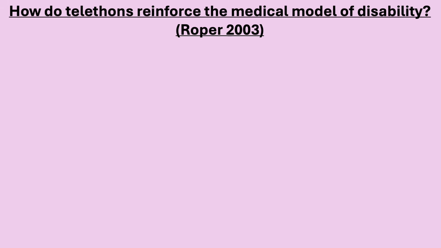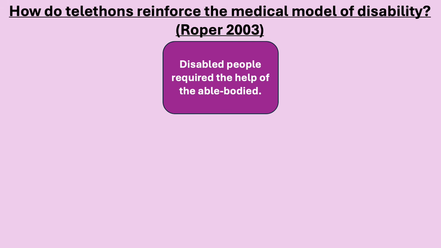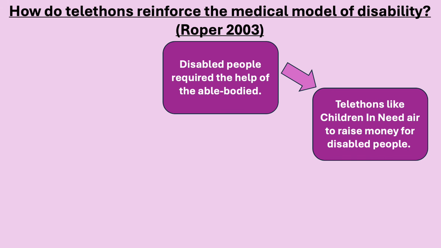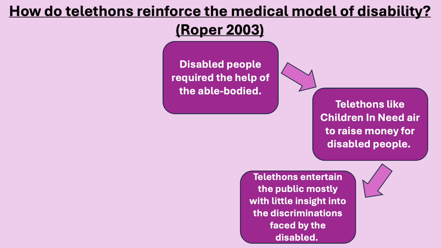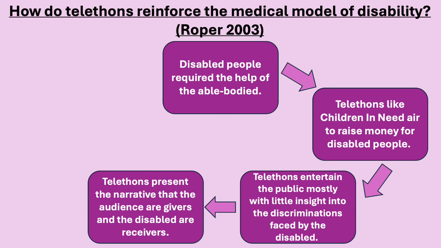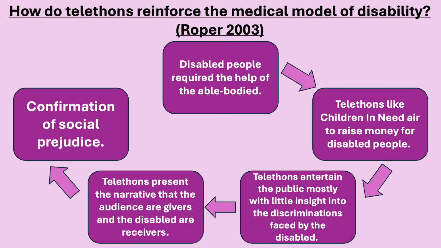So an example of this would be like Children in Need or something like that. That's what a telethon is, for those who don't know. So disabled people require the help of the able-bodied, which leads to telethons like Children in Need to raise money for disabled people, which overall, you go, okay, you can't critique that, that is good, it's helping disabled people. But then telethons entertain the public mostly with little insight into discrimination faced by the disabled. Then telethons present the narrative that the audience are givers and the disabled are receivers.